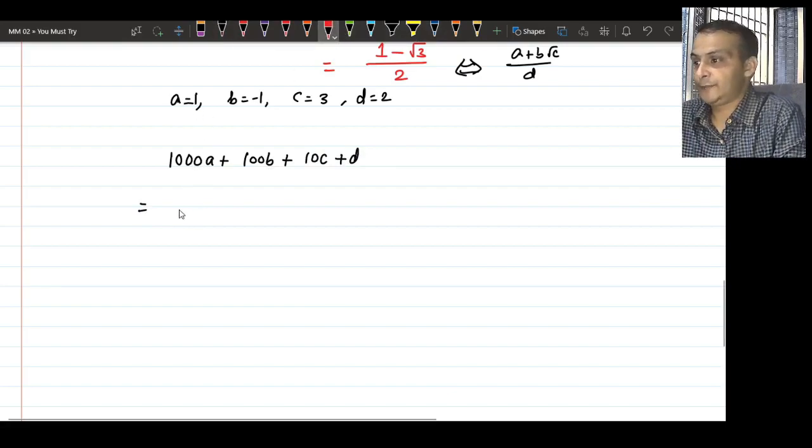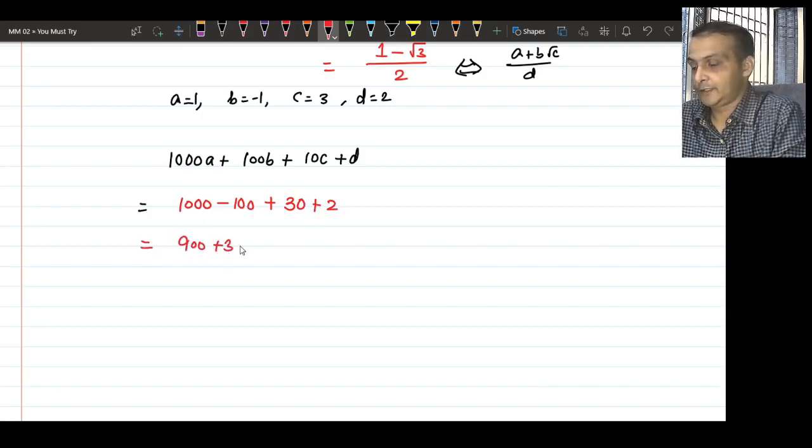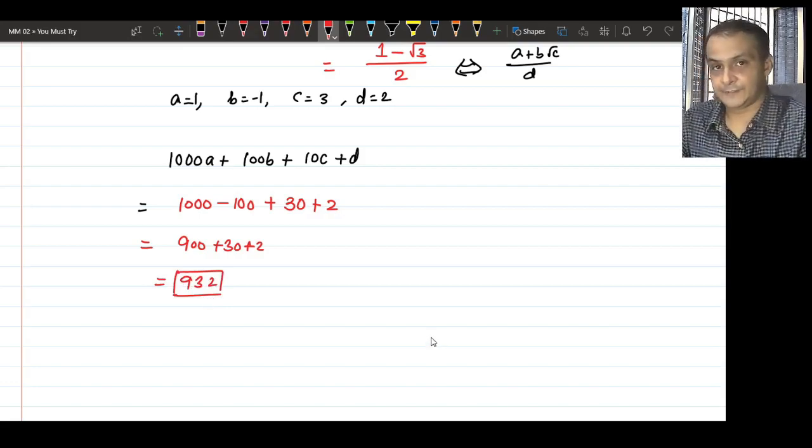So 1000a means 1000 plus 100 times b with a negative sign, it means minus 100. So it is a negative 100 there. And then 10c, that means 3 times 10, that is 30, and plus 2. So it will be 1000 minus 100, 900. So 930 plus 2, so it will be 932. And that should be our answer.